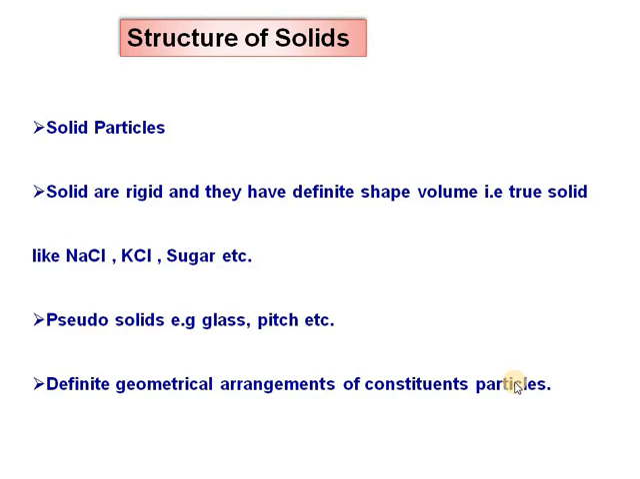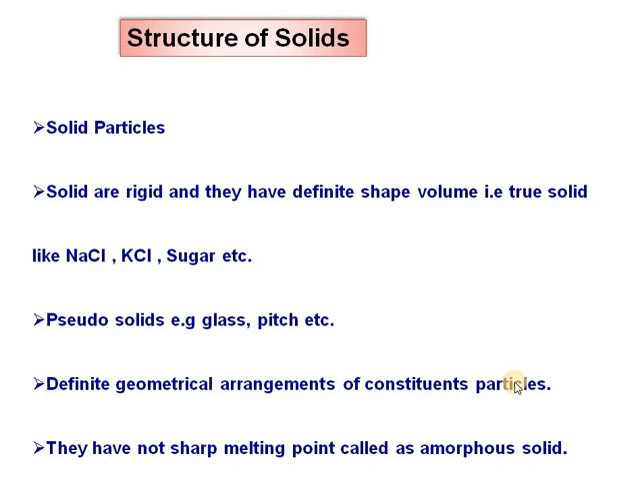Solids like rubber and plastics have rigidity, meaning incompressibility to a certain extent, but they do not have a definite geometrical form, and therefore they melt gradually on heating. That is, they do not have a sharp melting point, and these solids are called amorphous solids.